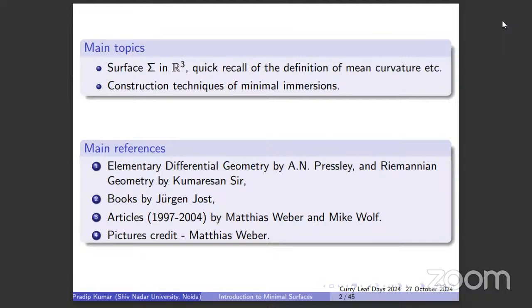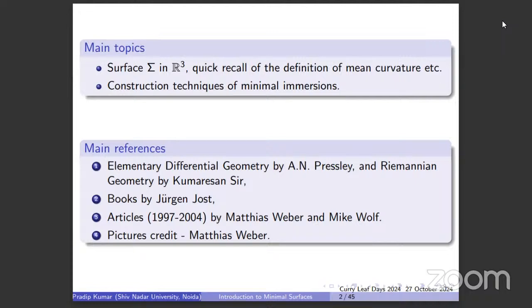Anyone who wants to learn minimal surfaces or do something about them needs to know many books by Jost, like Riemann surfaces, Riemannian geometry, geometric analysis, something like that. And the pictures, I have taken a lot from Matthias Weber's website. I will be talking about a few of Matthias Weber's results basically. So these are the main differences. Now let us start with surface sigma in R3 and the quick recall.